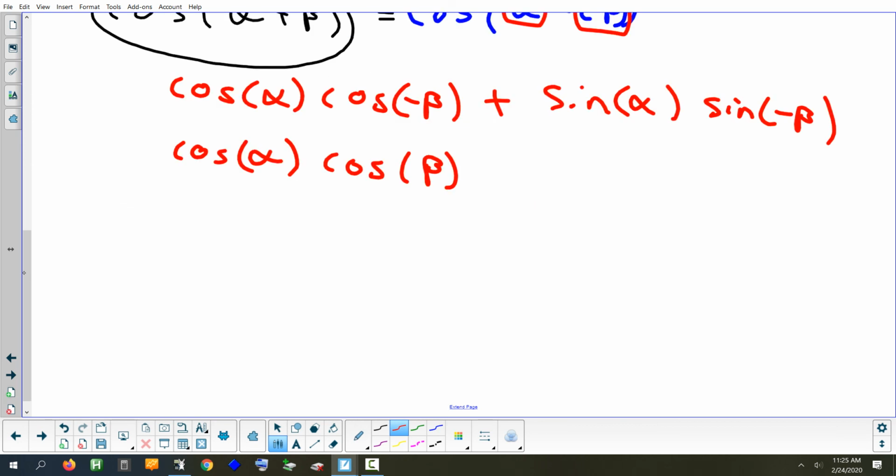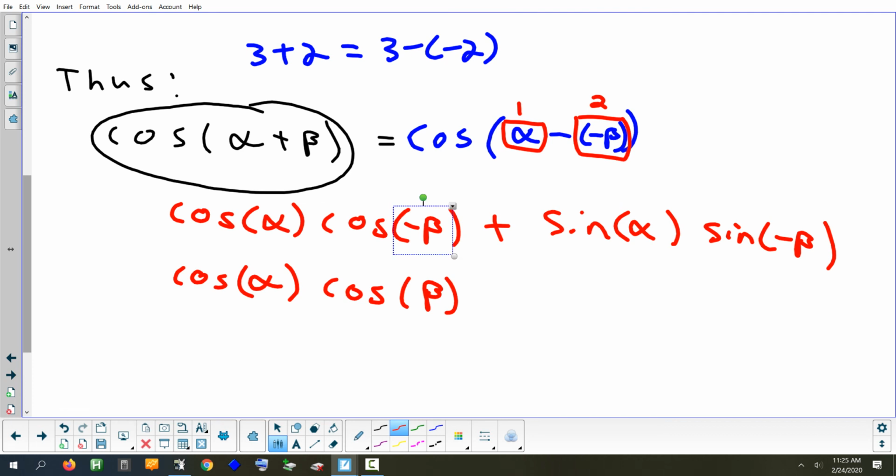Okay, so we've got cosine alpha, cosine beta. We can just get rid of the negative. Sine alpha. That part's going to stay the same. How about the negative on the beta in the sine? Can I get rid of the negative? No, we move it. Where can I move it? The left. Yeah, I can put it in front. So instead of saying sine negative beta, you can put the negative in front.